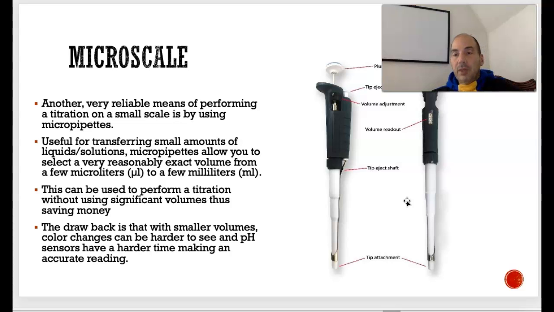The problem becomes two things though. One, if we're relying on a color change, the color may not be as visible on a small scale as it is on a larger scale. So knowing when you reach the endpoint can be very tricky. Also, if you're using a pH sensor or whatever else, you need a bigger volume for the sensor to actually work. It has to submerge. So if you're only using a couple milliliters, you're not going to get an accurate reading. So even though these are way more efficient, they do have drawbacks, and that's why typically we are going to talk about titrations in terms of burettes.